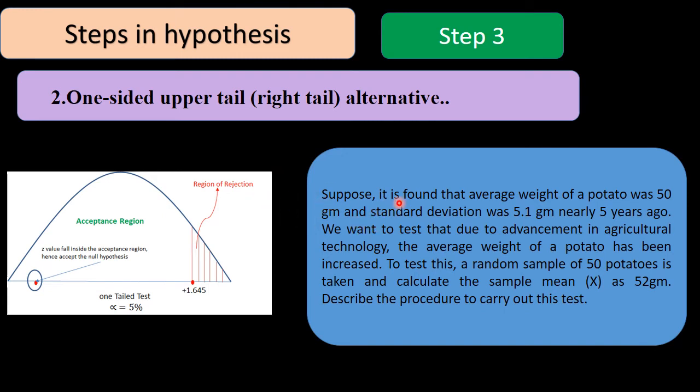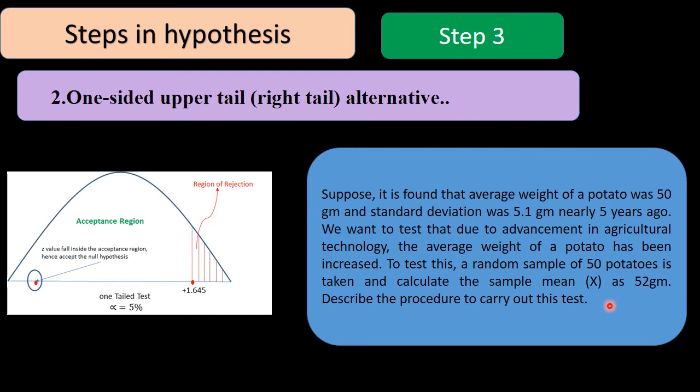Then to understand further, we'll go to this sum. Suppose it is found that the average weight of a potato was 50 gram and the standard deviation was 5.1 gram nearly 5 years ago. We want to test that due to advancement in agricultural technology, the average weight of a potato has increased. To test this, a random sample of 50 potatoes is taken and the sample mean is calculated as 52 gram. Describe the procedure to carry out this test.